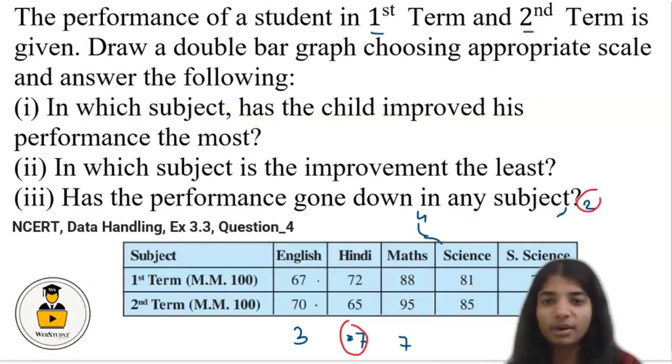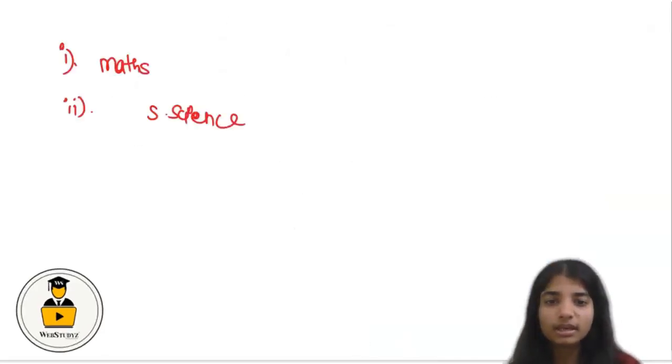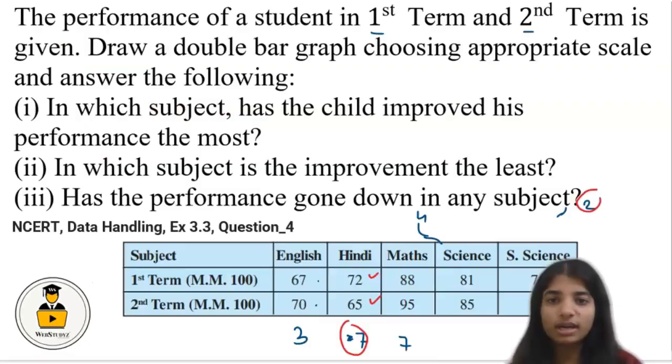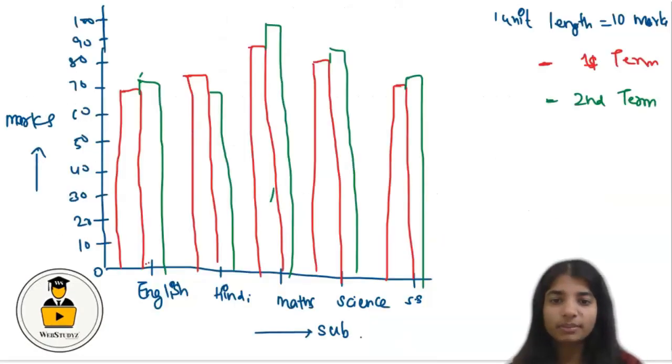Now we are considering part 3: has the performance gone down in any subject? As we know, in Hindi they have 72 in the first term and 65 in the second term. So we can say that the performance went down in Hindi. So this is the answer to the given question. Students, in order to solve this problem, we use the basic concept of data handling. I hope you understood the concept well.